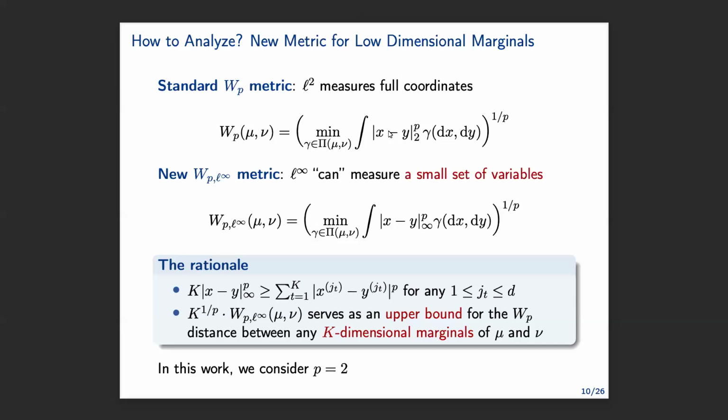Once we have this, we can plug it into the above two formulas and do minimization on both sides. Then we get the bound that k to the power of 1 over p times the W_p L-infinity distance will upper bound the W_p distance between any k-dimensional marginals of mu and nu. For any k-dimensional marginal you have only k coordinates in the difference, and the infinity norm will bound this. So once we have a bound on the W_p L-infinity distance, we can quickly turn it into a bound on any k-dimensional marginals. That's how we measure the accuracy of the k-dimensional marginals. In this work, we consider p equals 2.